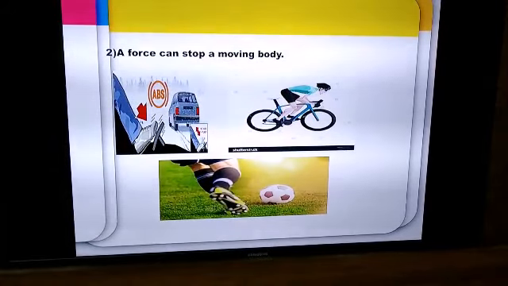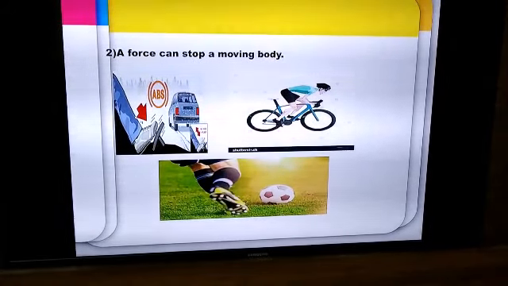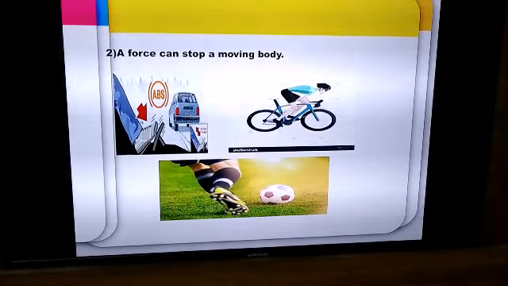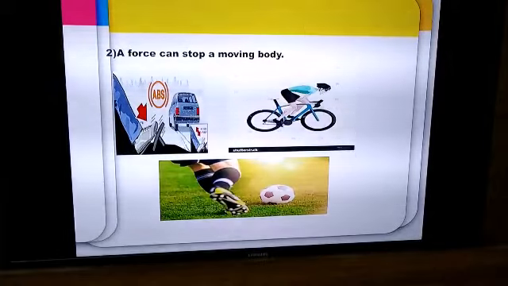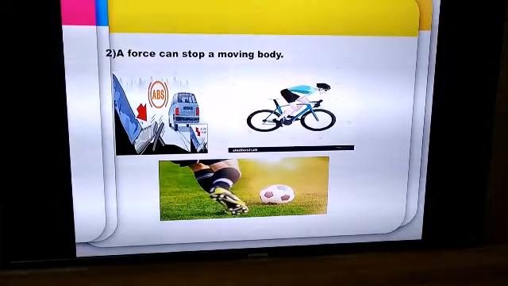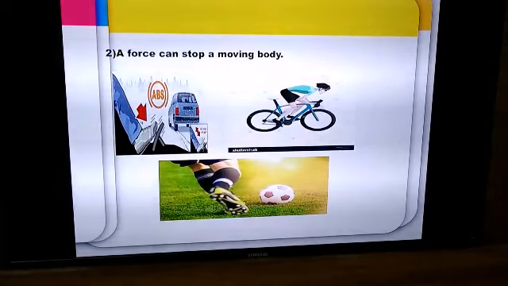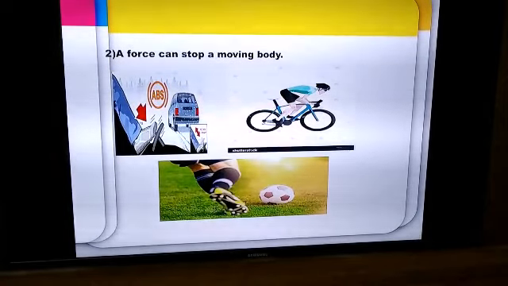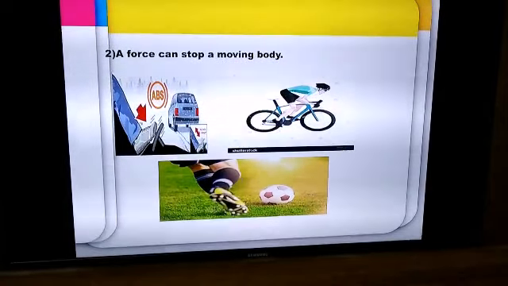A ball is kicked by the footballer. If another footballer tries to apply a stopping force on the ball, it will come to a state of rest. If not, then the ball will cover a certain distance, and because of the force of friction exerted by the ground, the ball will stop. So, a force can stop a moving body.